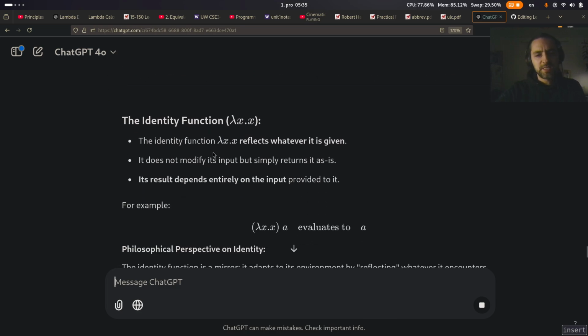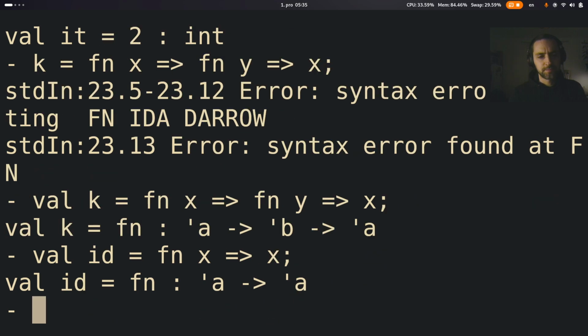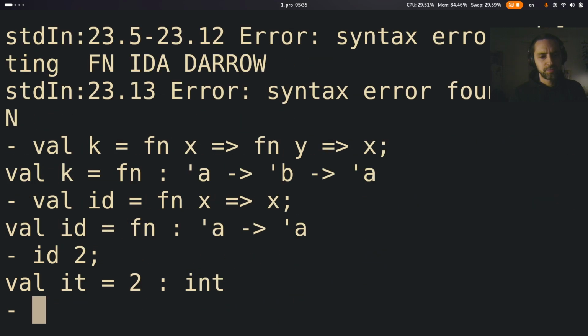So we have the identity function, right, lambda x dot x. That's like the basic function, right? It gives us the same thing. Wait a second, let's call it id, fn x => x, right? So id, it just gives us back whatever we give it. Id hello world.